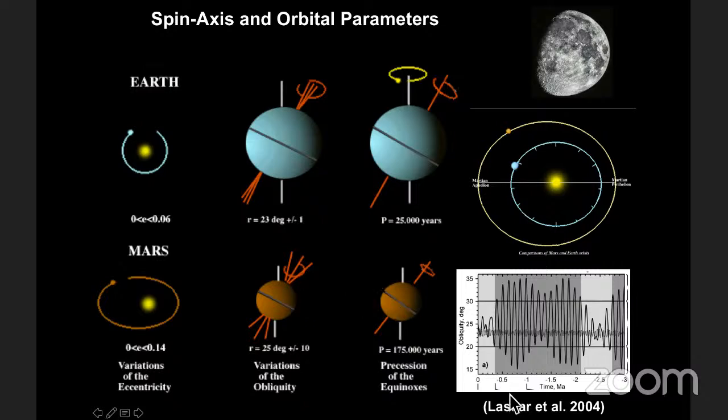And Laskar, in a beautiful paper in 2004, outlined the characteristics of obliquity by numerically solving all the orbital interactions in the solar system, and found that he could do a robust treatment of the solution for the last 20 million years of the history of Mars. But beyond that, the solutions are chaotic. Nonetheless, he did a statistical analysis and found that obliquity on Mars could vary in excess of 60 to 70 degrees for periods of time during the history of Mars. That's huge. Okay, that's huge.